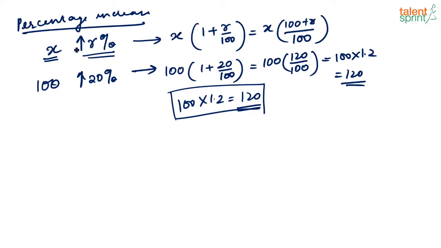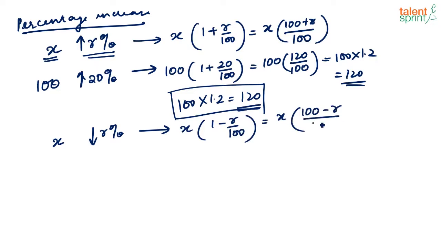So whenever you have an increase in percentage, the effective value or the net value that you get after the increase is nothing but X into 1 plus R by 100, or X into 100 plus R by 100. I gave you an example for this. Similarly, if there is an item which is costing X rupees and there is a decrease in its value by R percent, the final value or the effective value is nothing but X into 1 minus R by 100, which is equal to X into 100 minus R by 100. Now, in the same way, let us take an example.